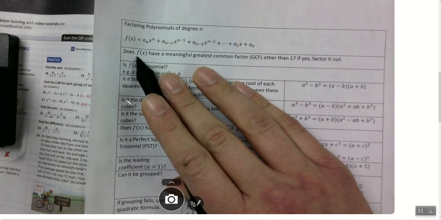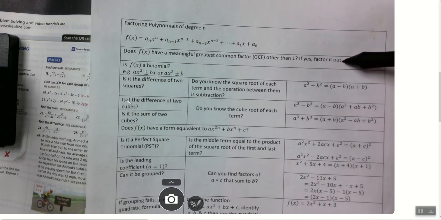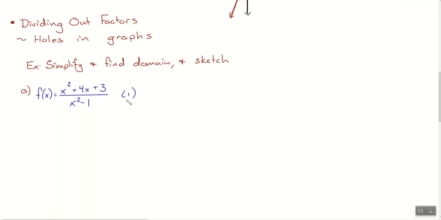Right away, as we just run down this, and again, I'll hook you guys up if you want one, it says, does it have a GCF? If it does, factor it out, right? We always do that. So we'll just bounce back and forth. Is there a GCF in the numerator? No, it's just one, right?